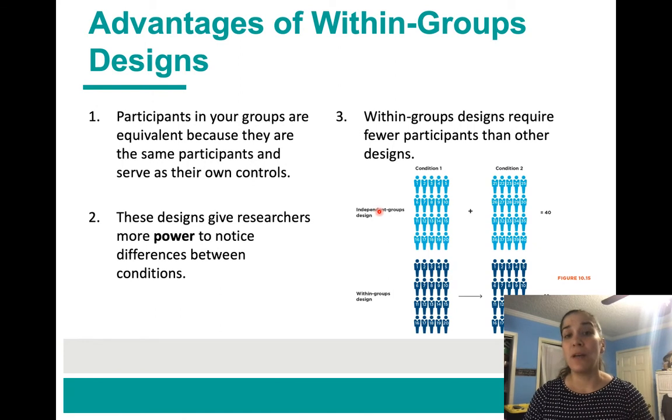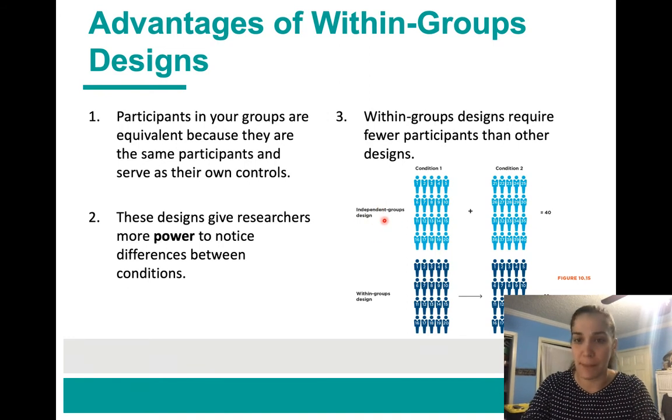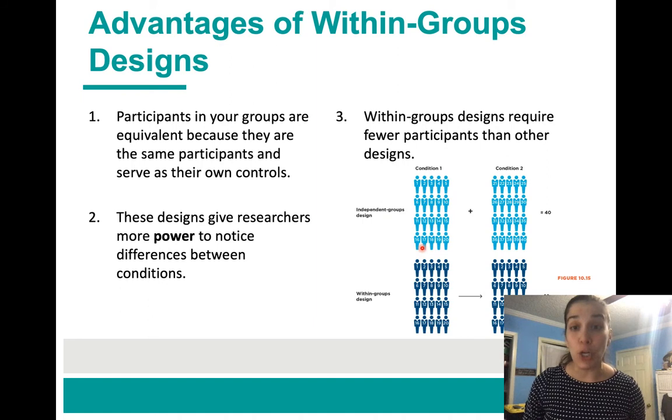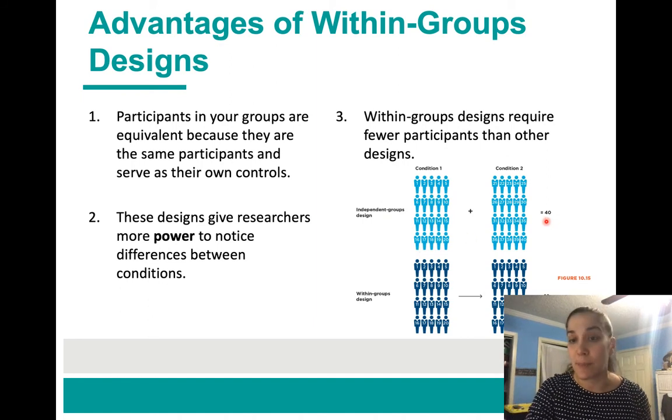And then third, and usually this isn't necessarily true, and I'll explain why in a minute, within groups designs typically require fewer participants than other designs. So if you have a between subjects design, also called independent groups design, and let's say you have condition 1 and condition 2, you have 20 people per condition, right? So if you have 2 conditions, you need 40 participants.